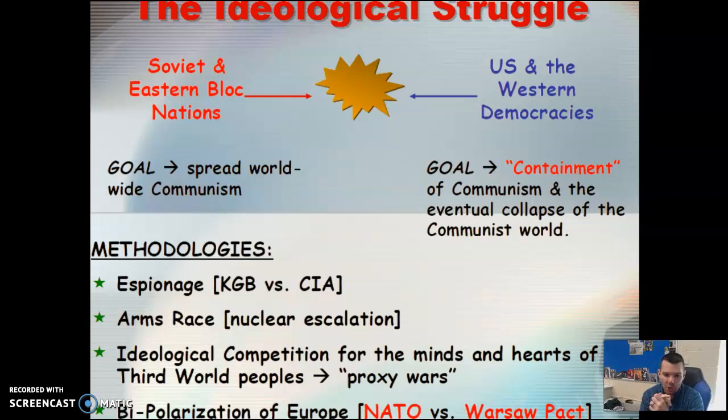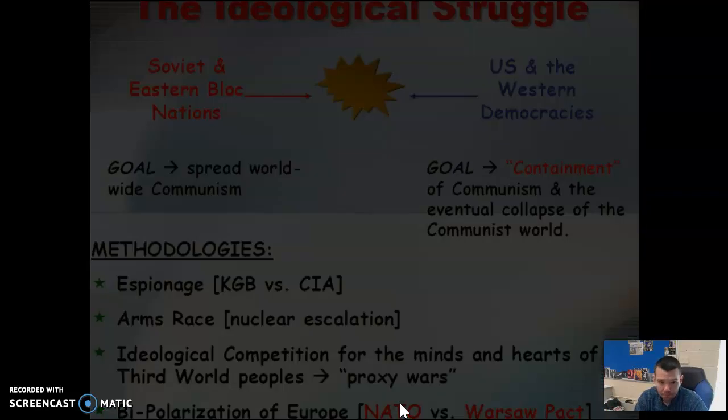Again, an ideological competition. The goal is to win the minds and the hearts of the third world countries, to make us look like the good guys around the world. Both sides were trying to have that image. And then finally, what you did in your assignment with NATO and the Warsaw Pact: Europe was very bipolar. One side was democracy, one side communism, and it was very easy to tell where that split was, as you saw in your opening activity.